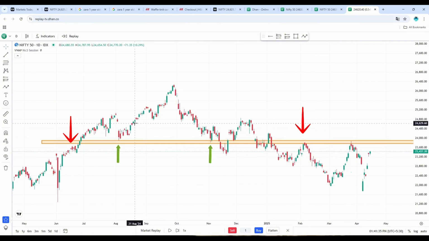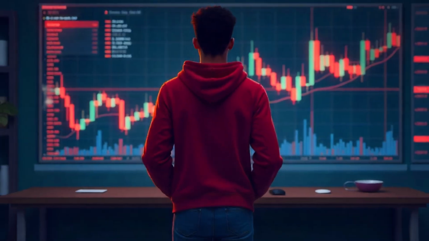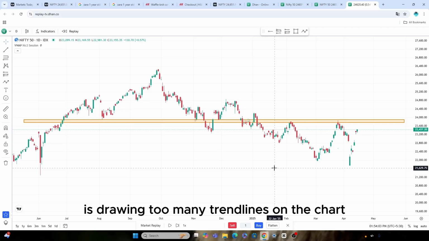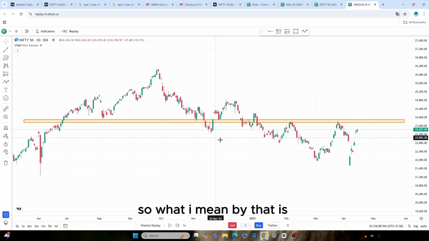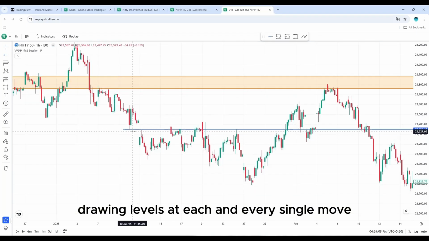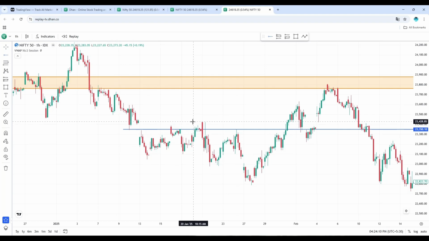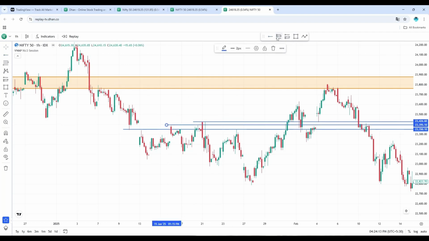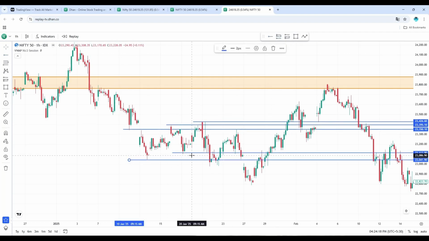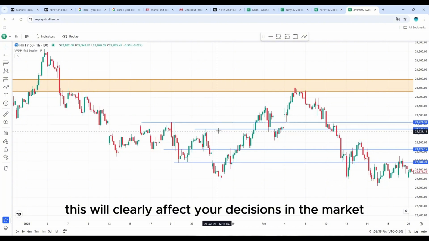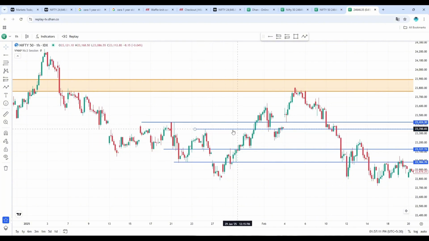Now one big mistake I see a lot of people making, and I made this mistake in the starting as well, is drawing too many trend lines on the chart. What I mean by that is drawing levels at each and every single move. This low and this high, this low, this low. This will clearly affect your decisions in the market because you will have more lines on the chart.